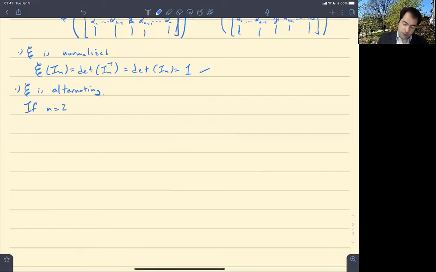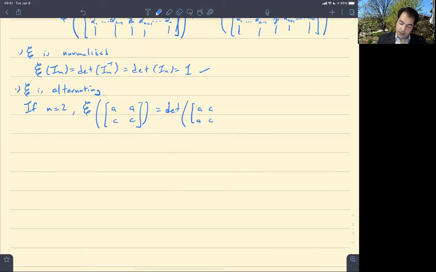If n is equal to 2, so alternating, I need to check that if you have 2 equal columns, then you get 0. So if this column is equal to this column, I need to check you get 0. By definition of capital E, that's the determinant of the transpose, and we can just compute that. That's ac minus ac. That is indeed equal to 0. So for n equal to 2, it works.